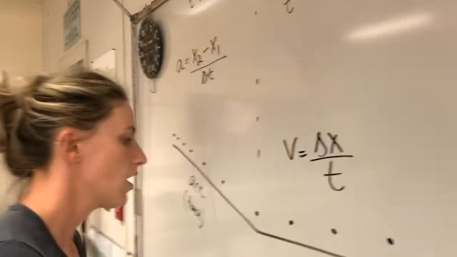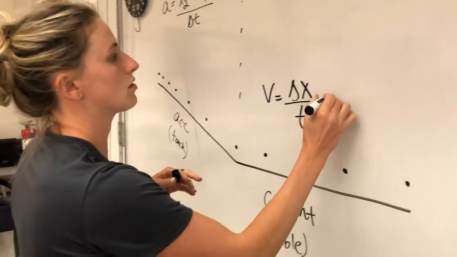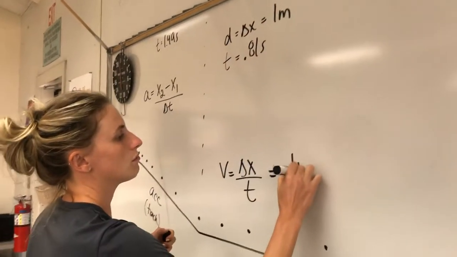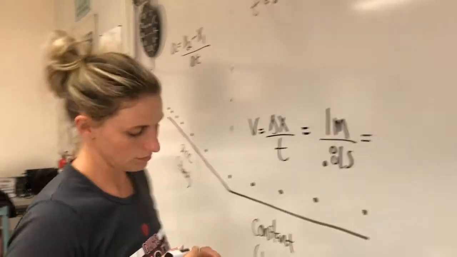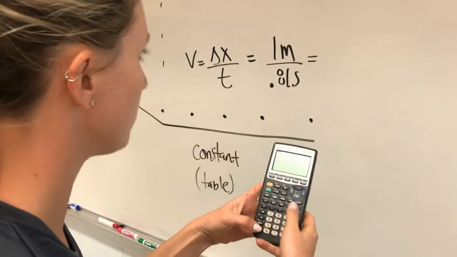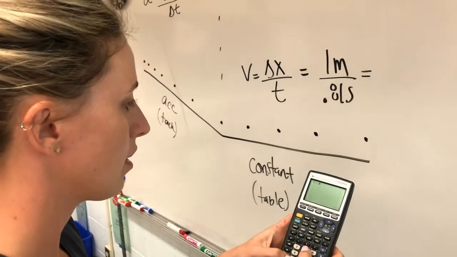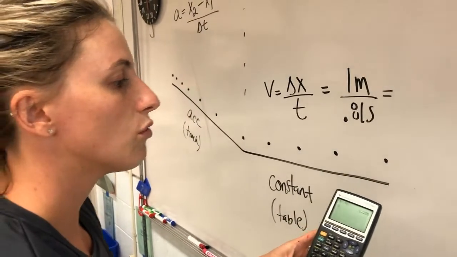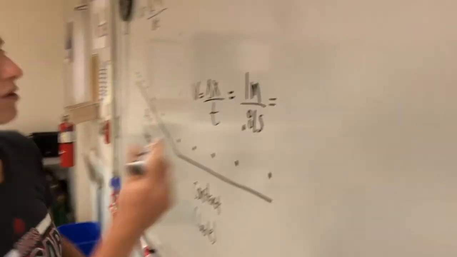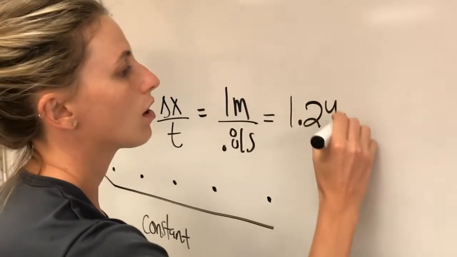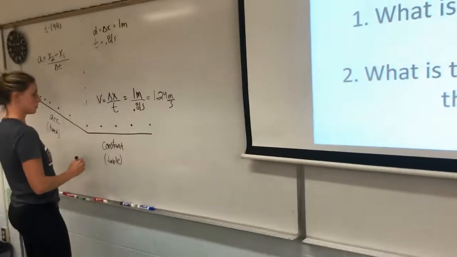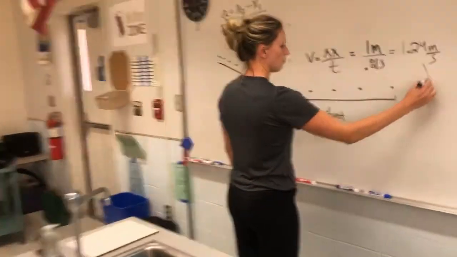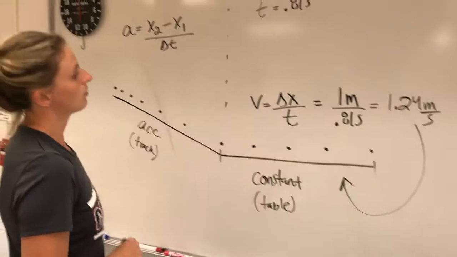Let's start with that. Let's go ahead and find this answer. Delta x was 1 meter divided by my time, which was 0.81 seconds. So 1 divided by 0.81 seconds gives me 1.24 meters per second. So that's how fast it's going on the table. Between here and here, it's going 1.24 meters per second.